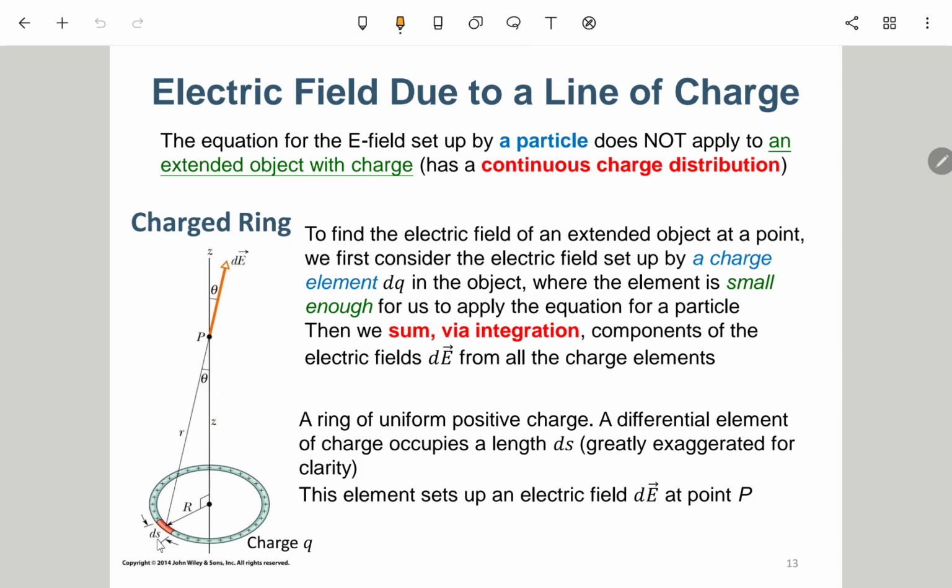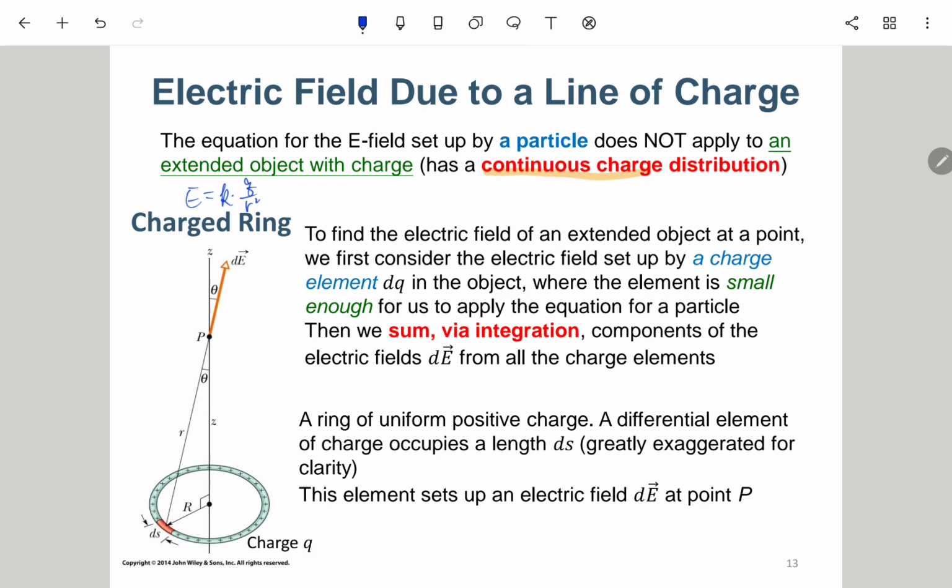这是一个有电荷的环。Okay, so the equation for the E field set up by a particle does not apply to an extended object with charge, which means it has a continuous charge distribution. Previously, when we only had a single charge, we could apply E equals k times q over r squared.